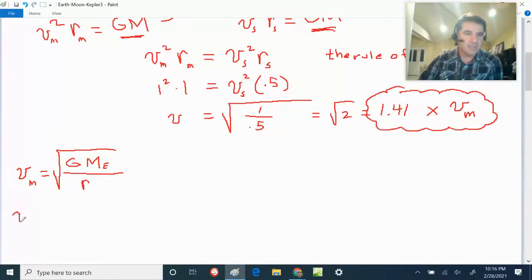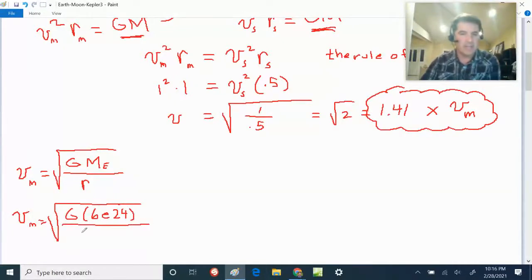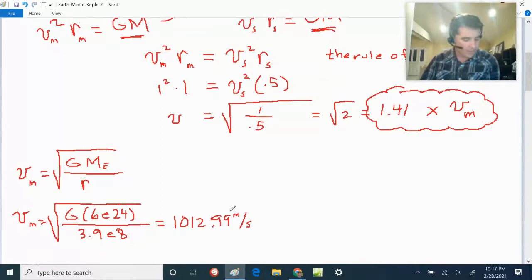And so in this case, the velocity of the moon is going to be equal to, and I'm not going to write out G. G is 6.67 times 10 to the negative 11th. But the mass of the Earth is 6e24, and that's 6 times 10 to the 24th, right? And the radius all the way out there, what was that? That was 3.9 E8. And if you do this in your calculator, you get about 1012.99 meters per second.